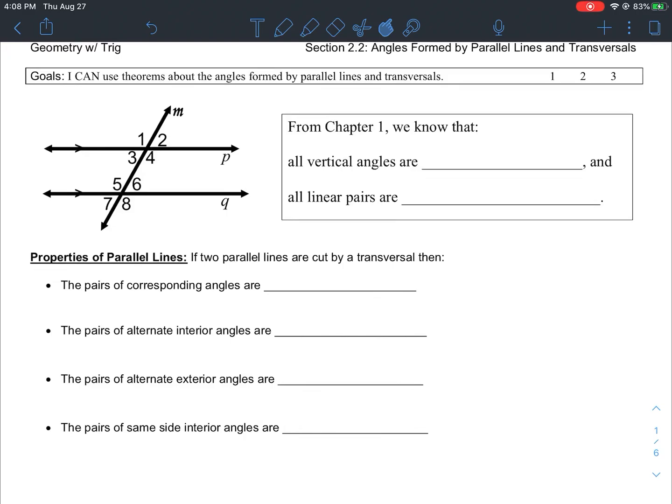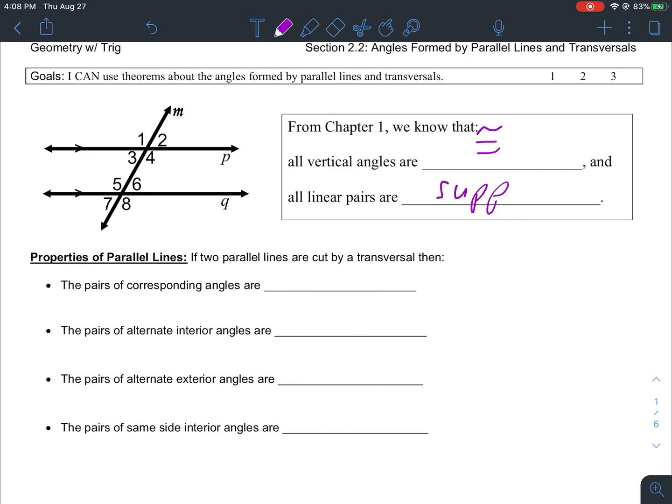Welcome to section 2.2, special angles formed by parallel lines and transversals. Quick recap from chapter 1. We know that all vertical angles are always congruent and all linear pairs are always supplementary. Okay? There are 4 more special pairs of angles that we learned last section.